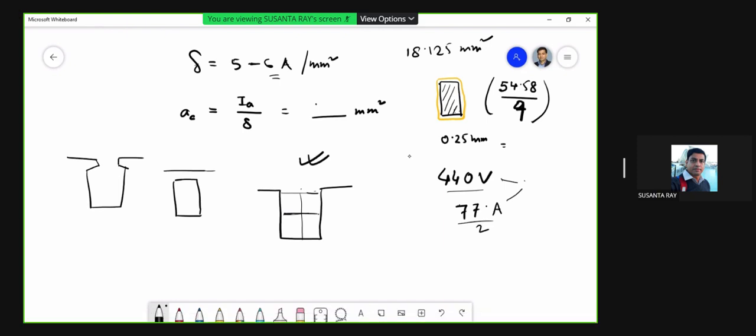So we prefer open slots for DC machines, and for open slots, generally we use a wedge. Wedge means something which will not allow the conductor to come out due to the centrifugal force when the armature rotates. So this type of wedge we generally use. Then there is a small portion called the lip, and this is the wooden block, which is called the wedge.